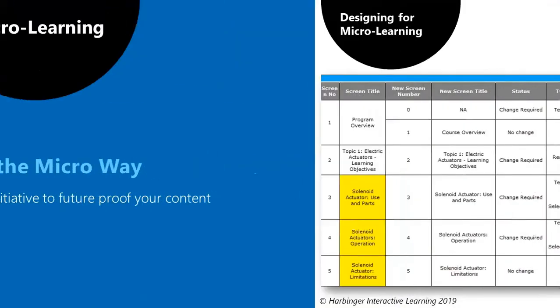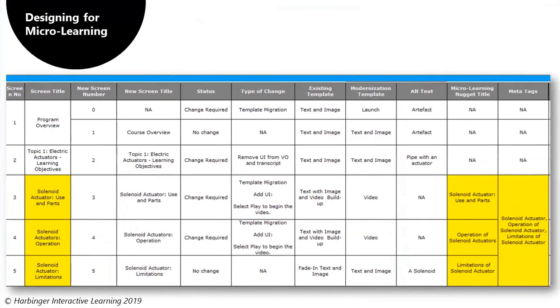Let's look at how the process goes about. We are again looking at that change log, and let's focus for a moment on the yellow highlighted sections. These are particular screens, and out of these screens, we have identified the key learning objectives, which we can see under the microlearning nugget title section.